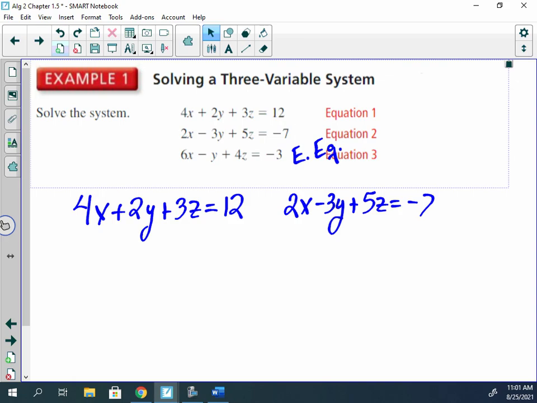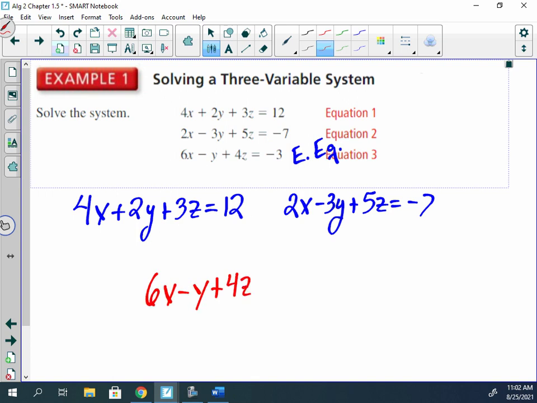Okay. So our eliminator equation is 6x minus y plus 4z equals -3. Now, we want to get the y values to be the same. The sign of it, I'm not too concerned with. We're just wanting the numbers in front of them to be the same. So here we have 2y, here I have 1. How can I make 1y be the same as 2y?